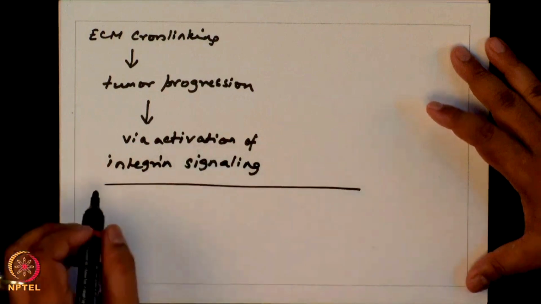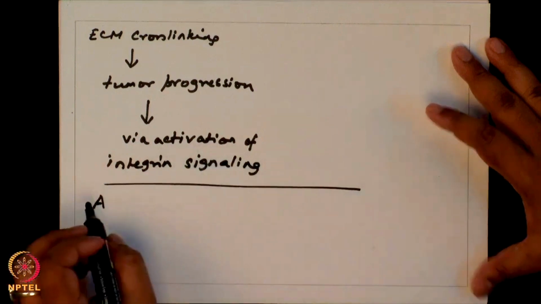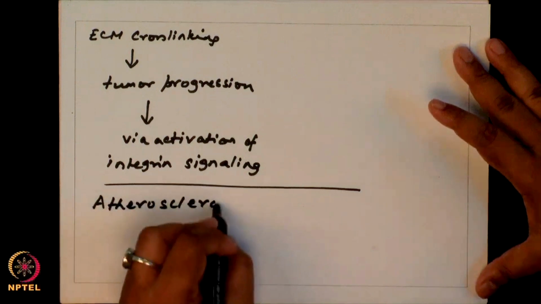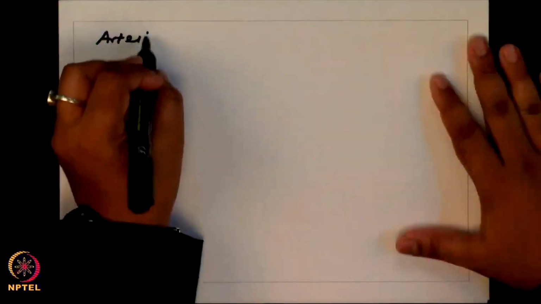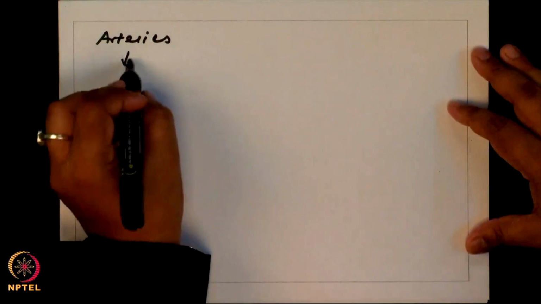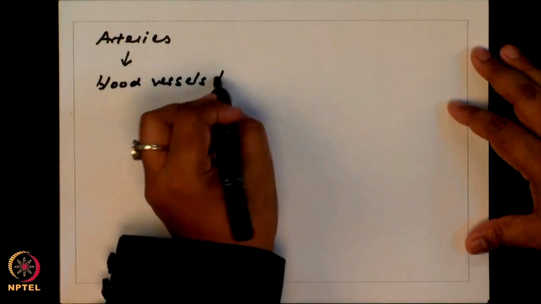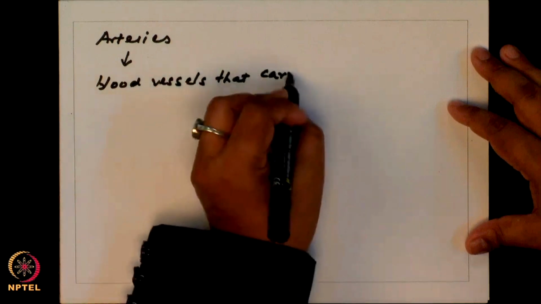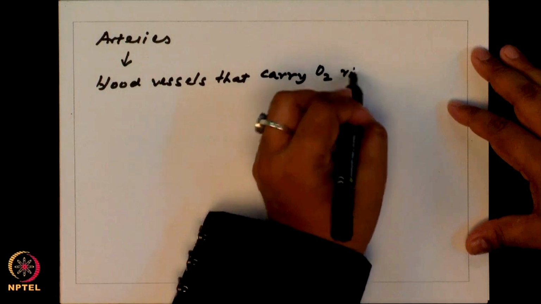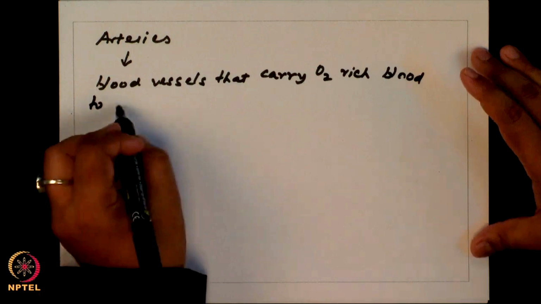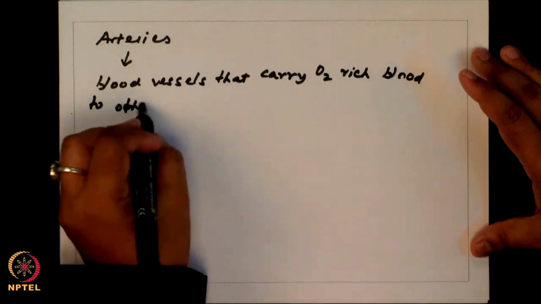So, today we will discuss another disease again marked by fibrosis. This is called atherosclerosis. So, what is atherosclerosis? All of you know that you have arteries within our body, and these are blood vessels that carry oxygen-rich blood to our organs, to other parts of the body.